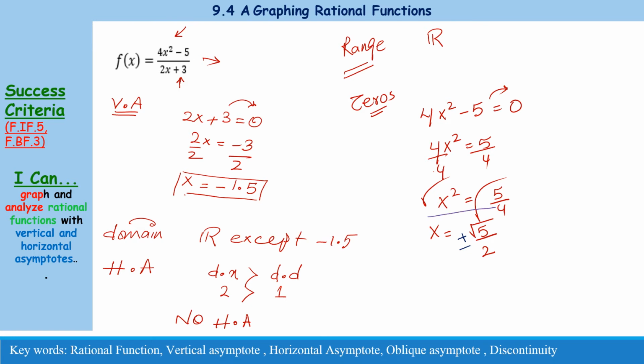So we are done with our zeros, vertical asymptote, horizontal asymptote, domain, and range. And we don't have a hole, because a hole is the cancelled part. If we couldn't simplify, of course we don't have a hole in this case also. Let's try another question.